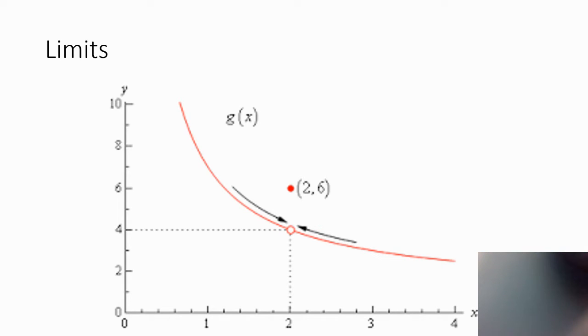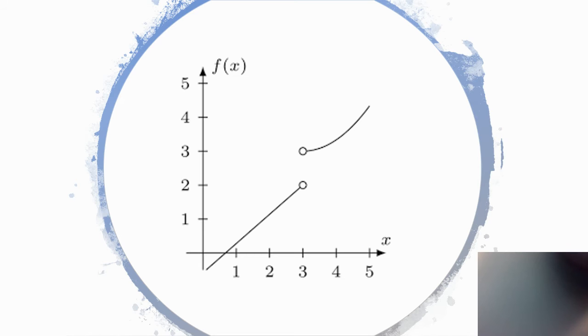Let's look at some of these graphically. Right here we have a continuous function. This is called a two-sided limit. It approaches the same value from the left as it does from the right. So right here we're looking at g of x as x approaches 2. Notice if you come down the graph from the left, x approaches 2 at the value 4. If you come up the graph from the right, x approaches 2 at the value 4 as well.